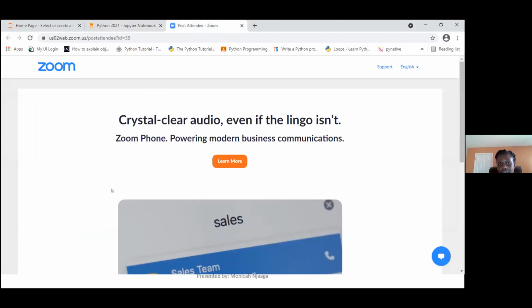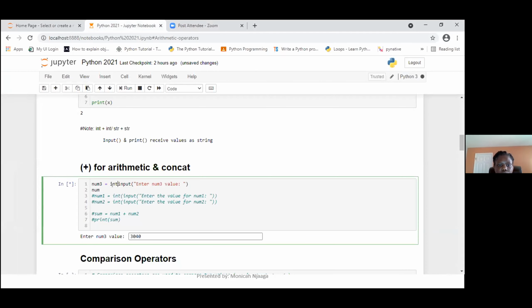Int is just integer. So we put this int function, and it makes it an integer. It's like converting it on the fly. Did I answer that question?